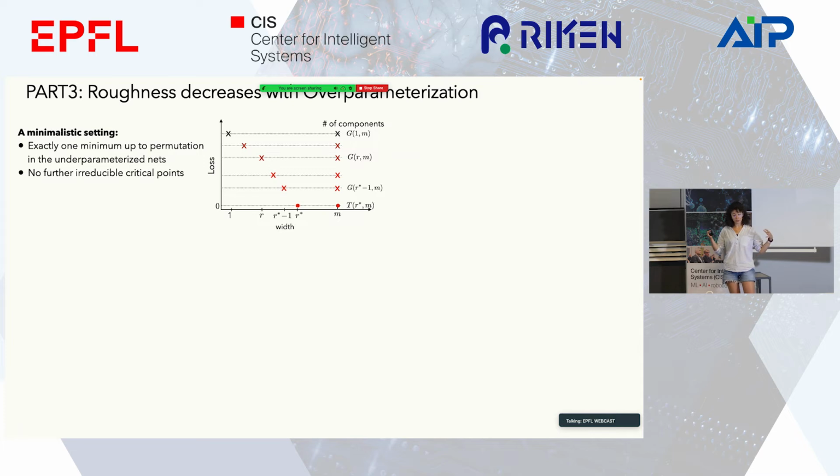So to compare these quantities, we have to simplify the setup a little bit, because so far all the principles apply to general neural networks. So for that, we assume that there is exactly one minimum up to permutation in the underparameterized networks, and I'm putting a cross for each one of these minimums on the plot. And that there are no further irreducible critical points that we didn't account for in the overparameterized networks.